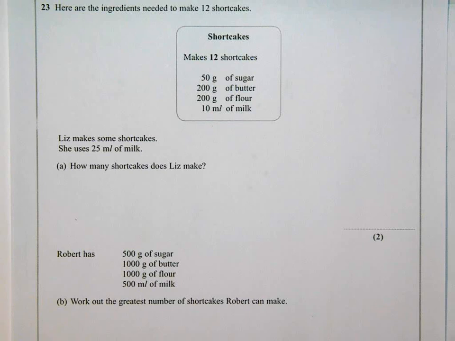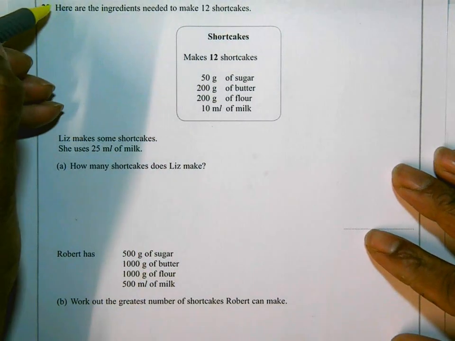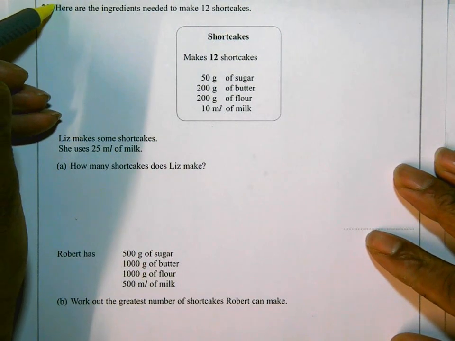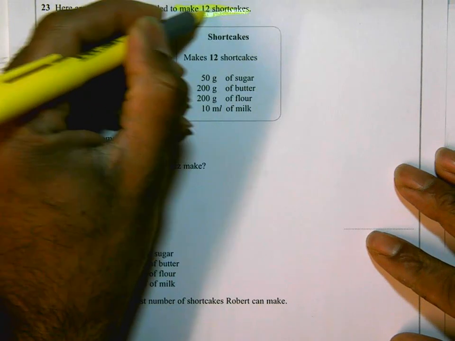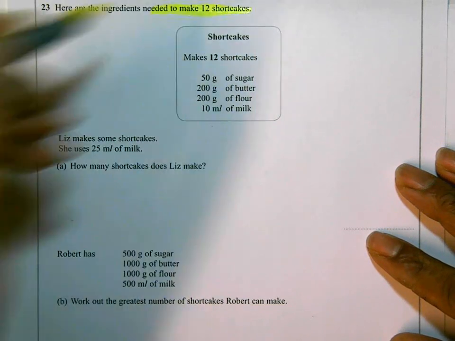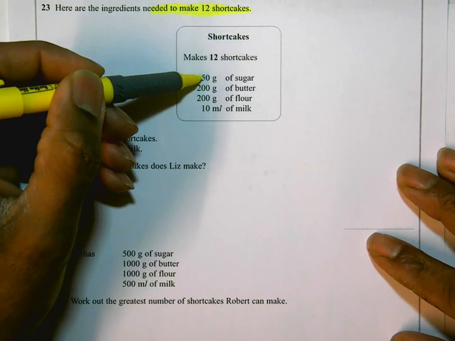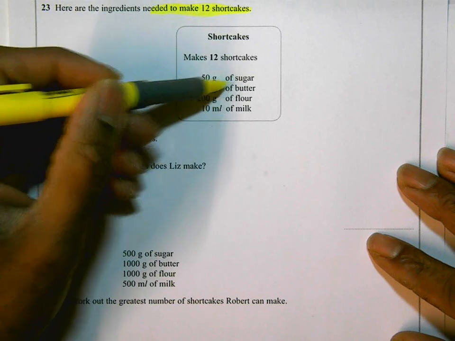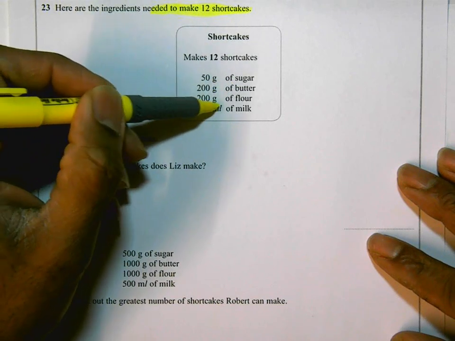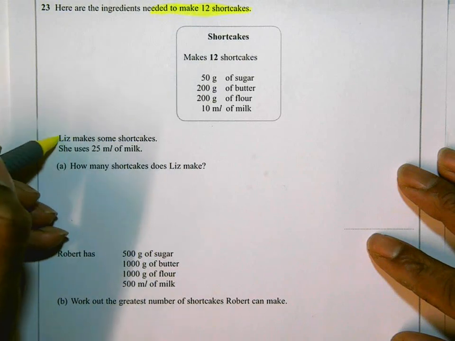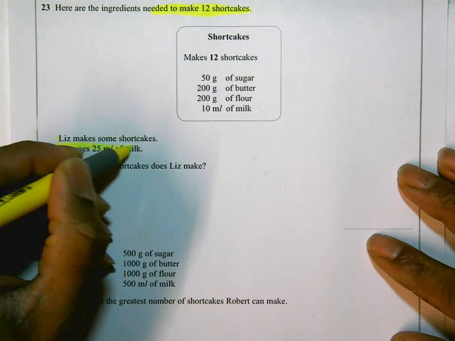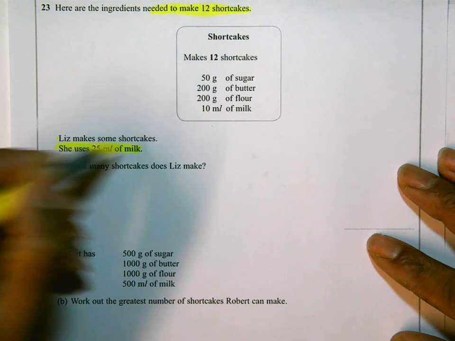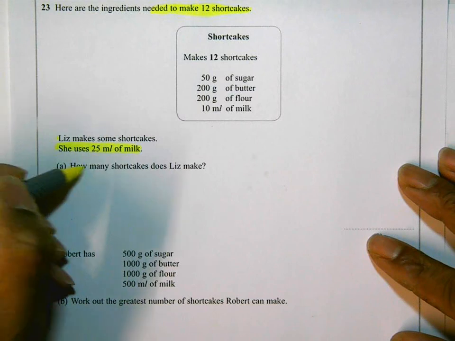Okay, here's question 23 on the non-calculator foundation paper. Read the question first. Here are the ingredients needed to make 12 shortcakes: 50 grams of sugar, 200 grams of butter, 200 grams of flour, and 10 ml of milk. Liz needs to make some shortcakes, and uses 25 milliliters of milk. How many shortcakes does she make?